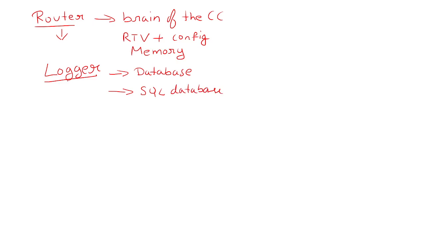Logger is software that gives structured access to the underlying SQL database. Router has a memory, as I have said, and logger has a database. Why does the router have only memory? The reason behind it is fast processing.